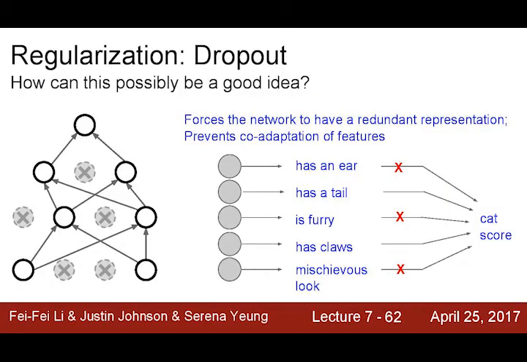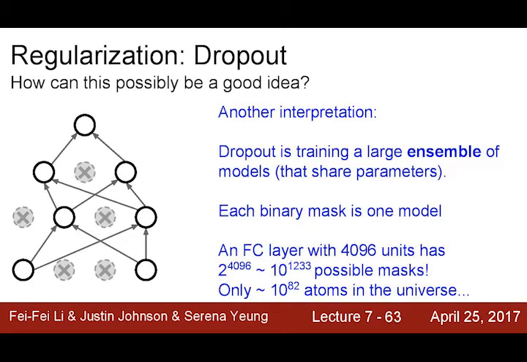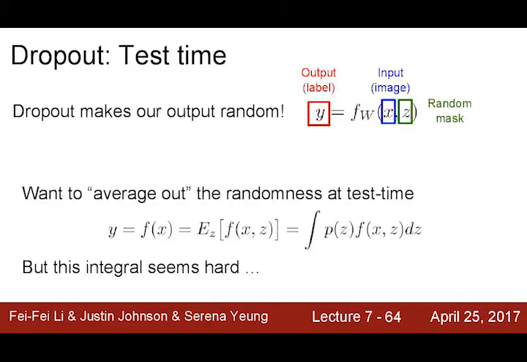드롭아웃이 좋은 아이디어가 될 수 있는 가능성에 대해서 보겠습니다. 드롭아웃의 동작 메커니즘은 특정 피처에 지나치게 어댑트하는 것을 프리벤트하는 것입니다. 또 다른 인터프리테이션은 드롭아웃이 거대한 모델의 앙상블을 트레이닝하는 효과를 가져온다는 것입니다. 드롭아웃은 우리의 아웃풋을 랜덤하게 만듭니다. 이전에는 아웃풋 레이블 y가 인풋 이미지 x의 함수였다면, 드롭아웃에서는 인풋에 랜덤 매스크 z가 추가된 것과 같습니다.